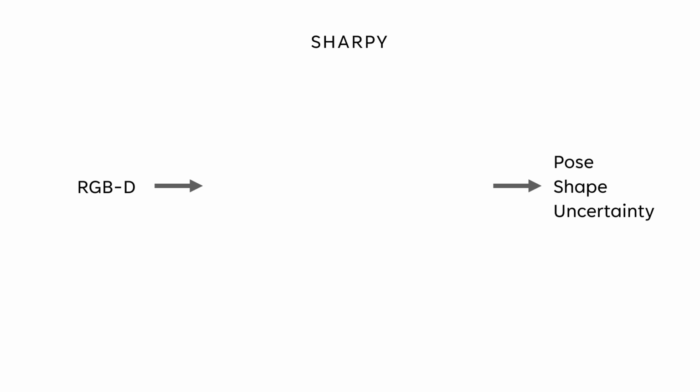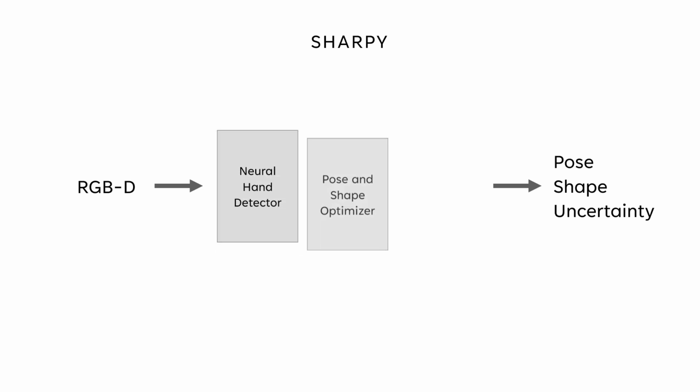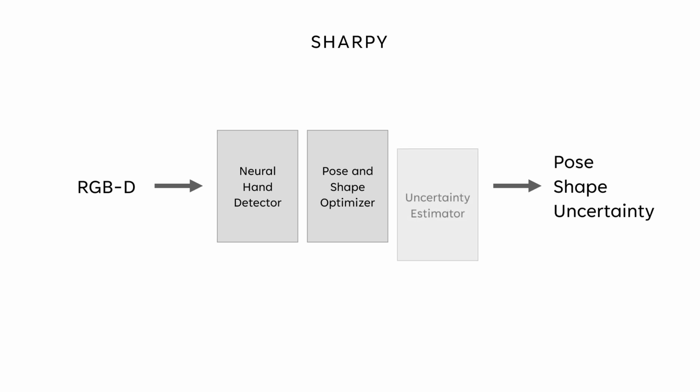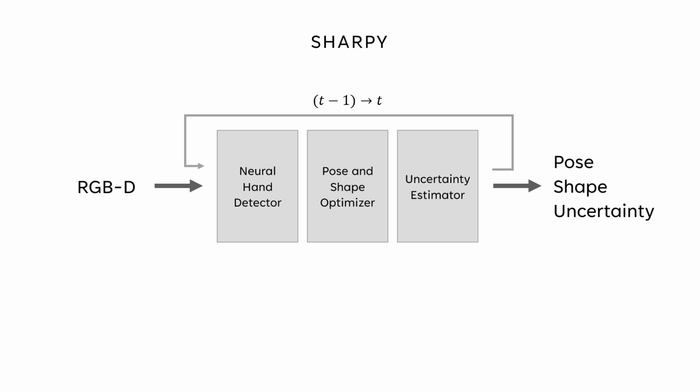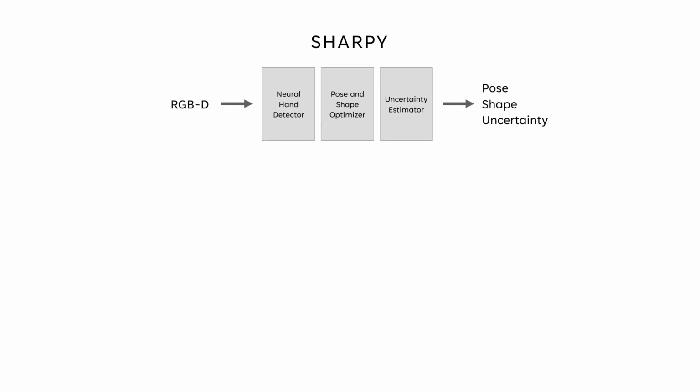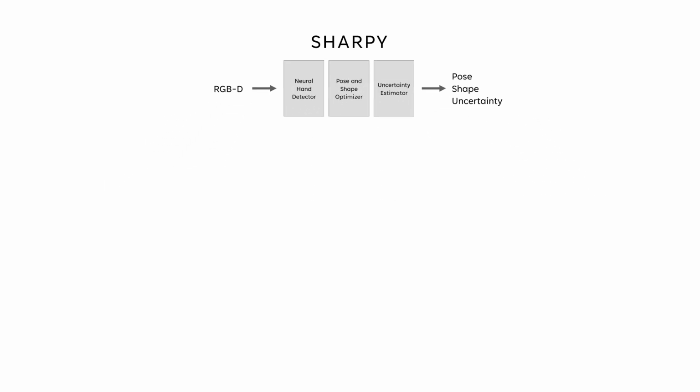ShaRPy takes as an input a frame of an RGB-D sequence, for example captured from a depth camera, and outputs the pose, the shape, and the uncertainty of a parametric digital hand model. The pipeline consists of 3 steps: a neural hand detector, a pose and shape optimizer, and an uncertainty estimator. ShaRPy makes use of temporal data and reuses the observations of previous frames in the next step. So let's take a look at each of those stages in more detail.